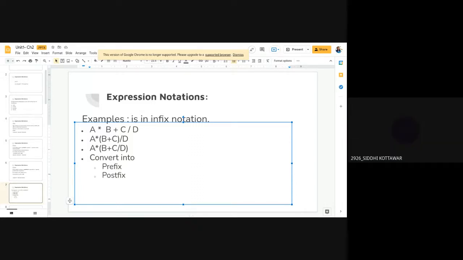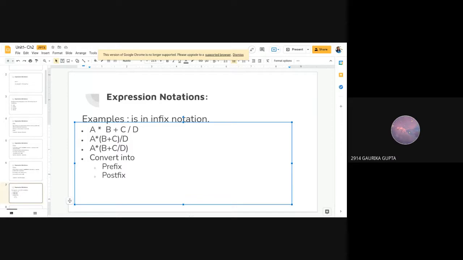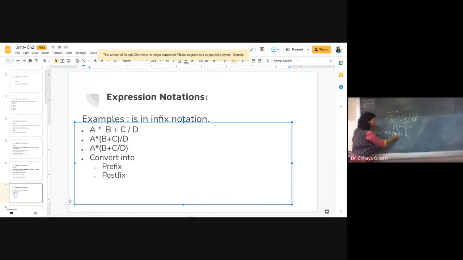Ma'am, but if we consider the inner bracket first, we'll get the same, right? Yes. Ma'am, I did from the inner bracket first, so I got the same answer. Inner bracket first, plus BC, then slash D, and then yes, innermost bracket can be made first. We'll get the same answer.